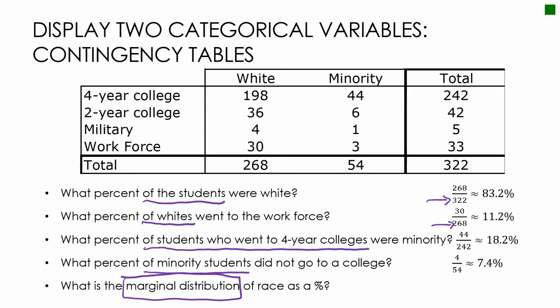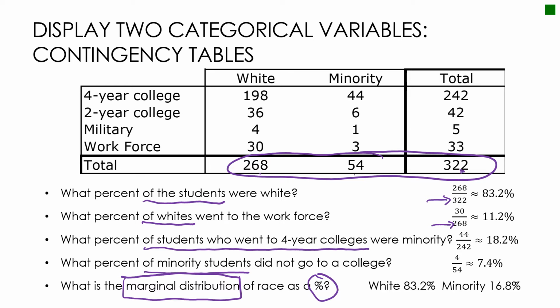And this last question is just making sure you understand what a marginal distribution is. They're asking for the marginal distribution of race as a %. So I'm looking just at these numbers: 268 out of 322 and 54 out of 322 turned into percentages.